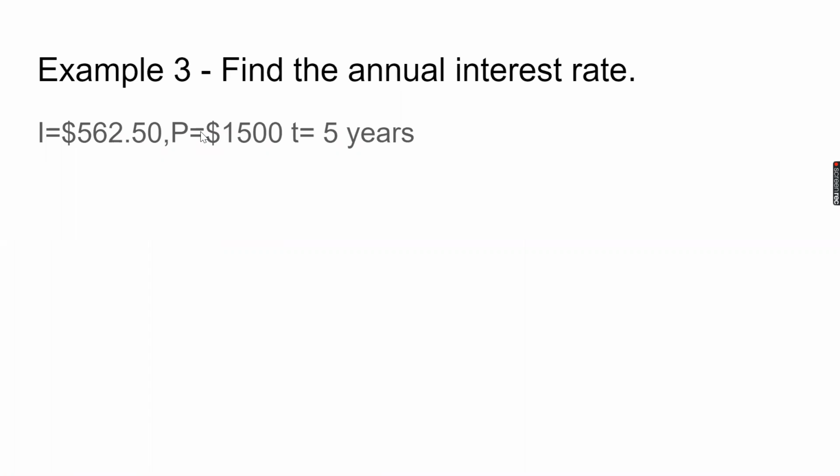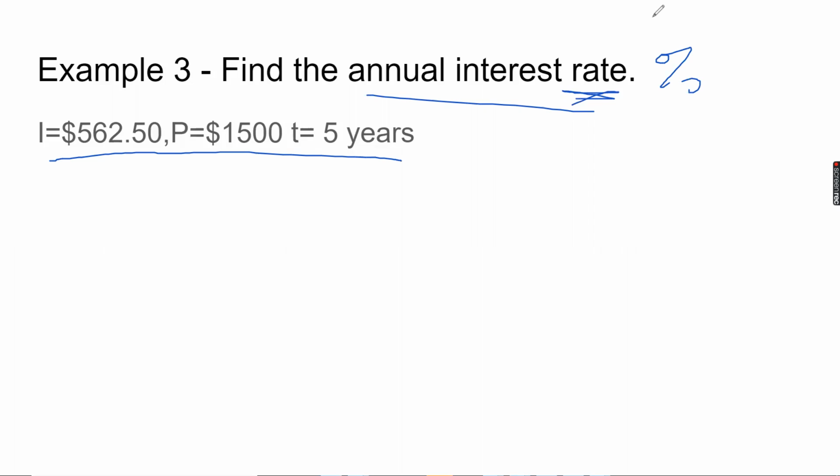So for example 3, I am giving you the interest, I'm giving you the principal, and I'm giving you the years. So this time I'm asking you to find the annual interest rate. The rate is that percentage. So that's what we need to find. So I've already listed out your 3 variables that you know, and we need to figure out what R equals.